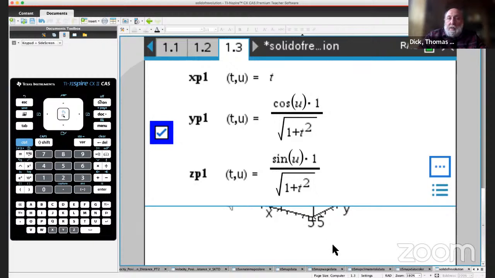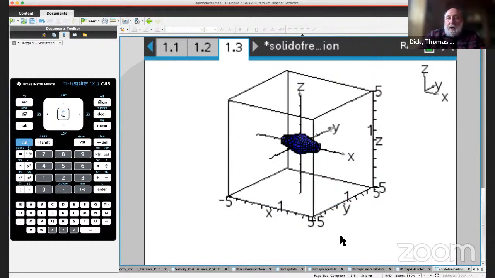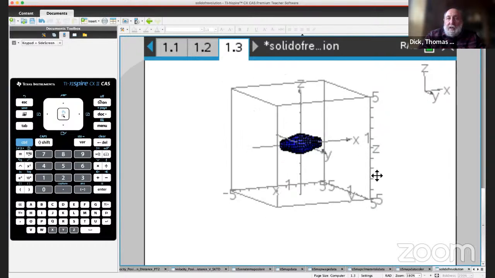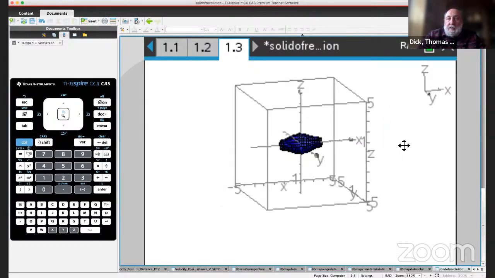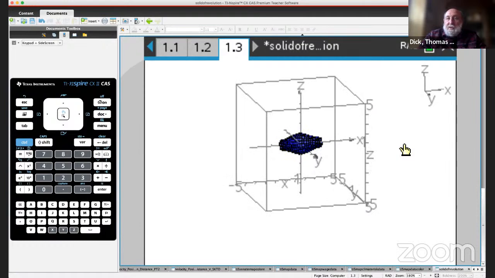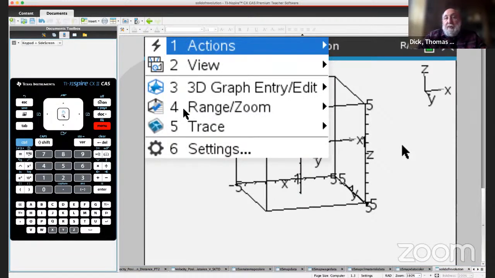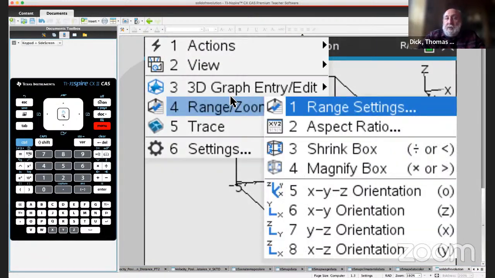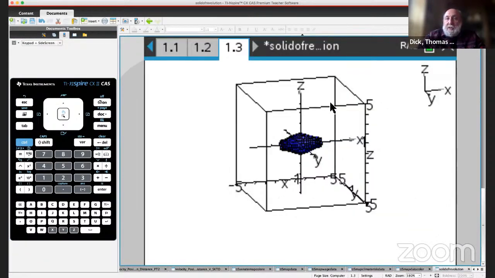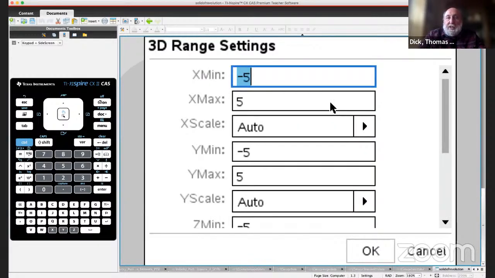And all right, there we go. And I think that's looking like that surface that you plotted there. We can enlarge that a bit, I believe. Let's see if I can go back to my menu. We got range and zoom, range settings. I'm going to make my X-min be -2 to 2.